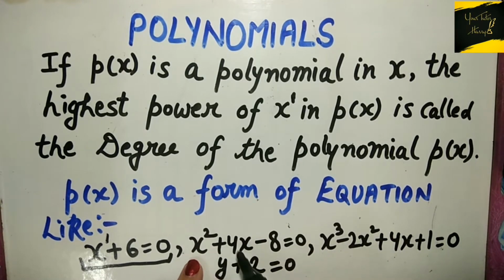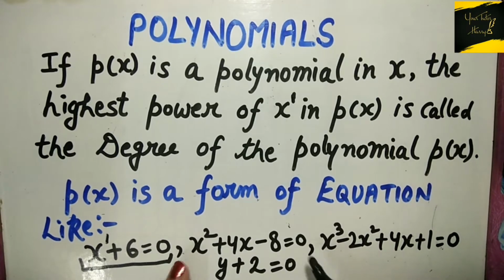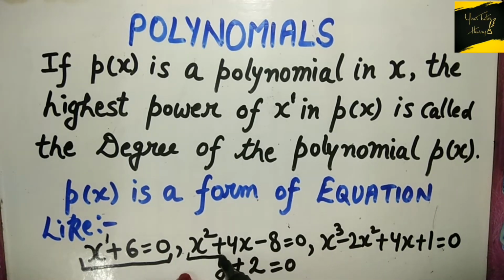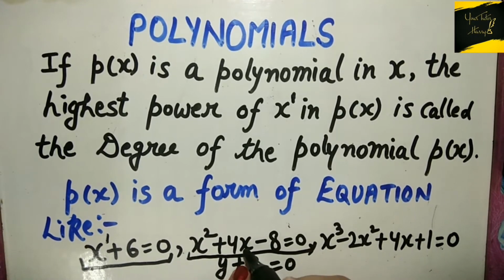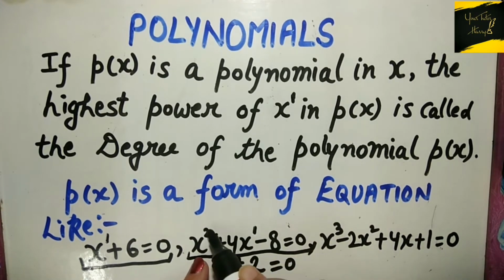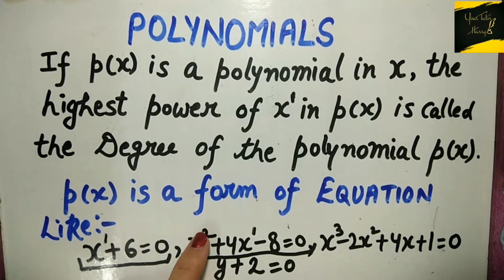Look, x square plus 4x minus 8 is equal to 0. So this is another equation. What is the highest degree of x in this equation? You can have a look at this. Here x contains 1 degree. So here x contains 2 degree. Which one is bigger? 1 or 2? 2 is bigger. So here the highest degree is x raised to power 2.